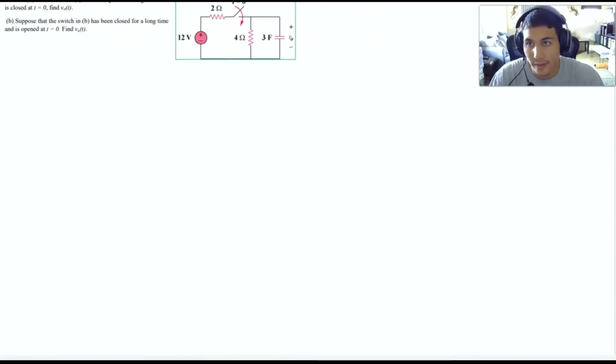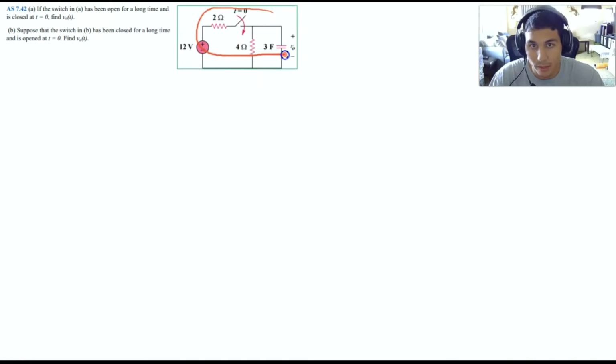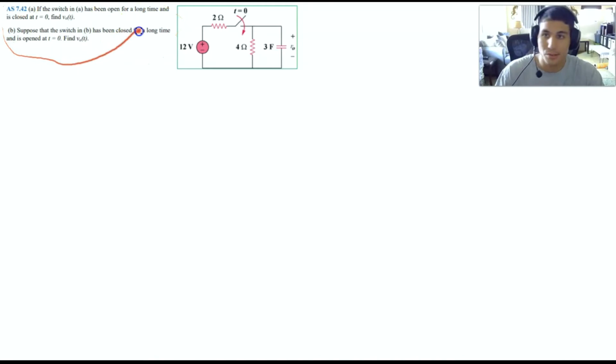Okay, these are actually my favorite type of circuit problems, and I really like switch problems with capacitors because it just throws back some nostalgia. Nostalgia of terrible times in physics too. Yeah, so I actually hate this stuff.